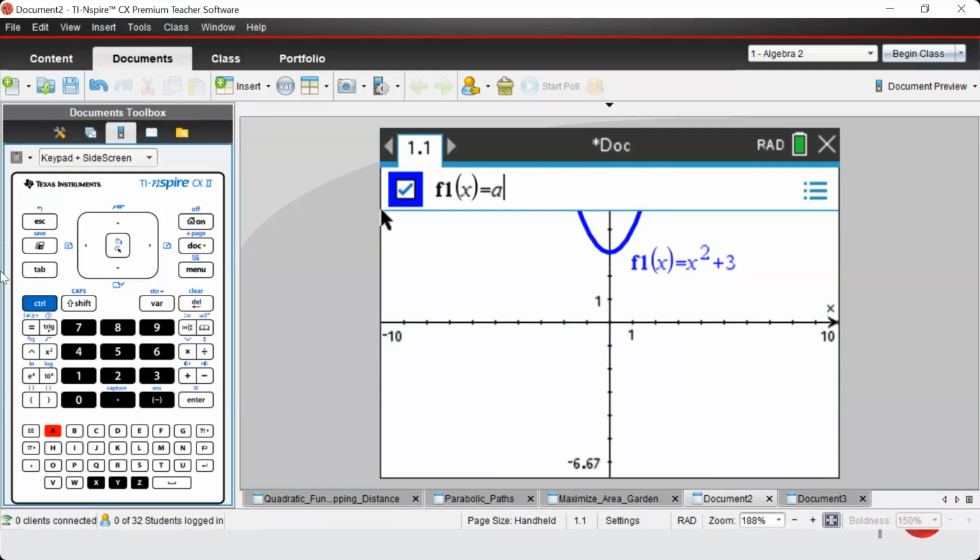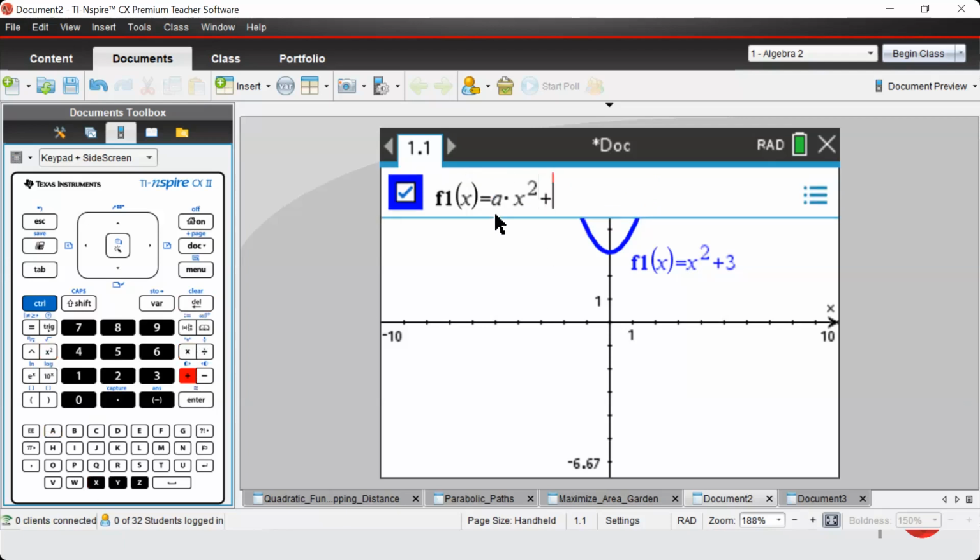Now, the thing is with sliders, they're really easy to put in, but you got to be very specific what you type into the calculator. So if you notice, I typed in a times x squared. I didn't type in ax squared. It's a times x squared. I'm telling the calculator exactly what I wanted to do, right? B times x, and then a c. I don't have to do anything with that c. So I'm just telling the calculator I'm going to have these three separate values here, a, b, and c.